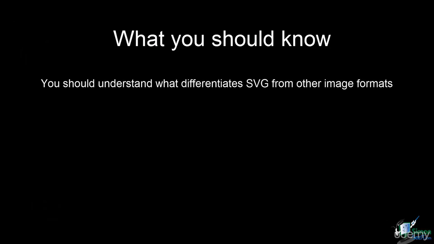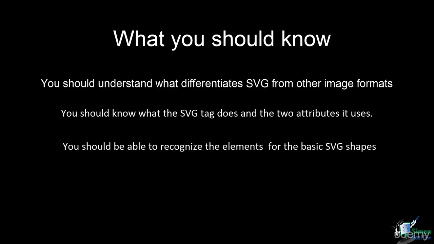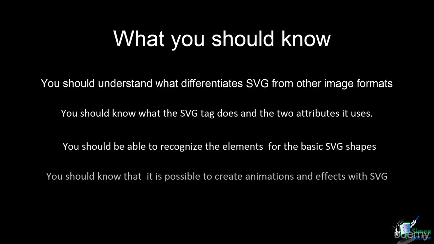Now this concludes our lesson on SVG. The things that you should know by the end of the lesson are the following. You should understand what differentiates SVG from other image formats, and that unlike PNGs, GIFs, and JPEGs, SVG is a non-pixel based format that allows you to draw shapes directly in the browser. You should know what the SVG tag does and the two attributes it uses. You should be able to recognize the elements for the basic SVG shapes. You should know that it is possible to create animations and effects with SVG.